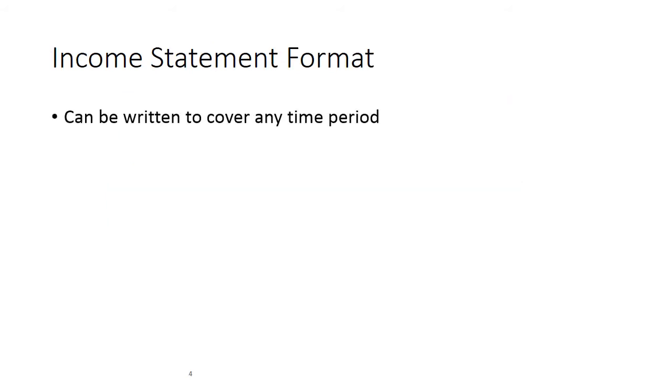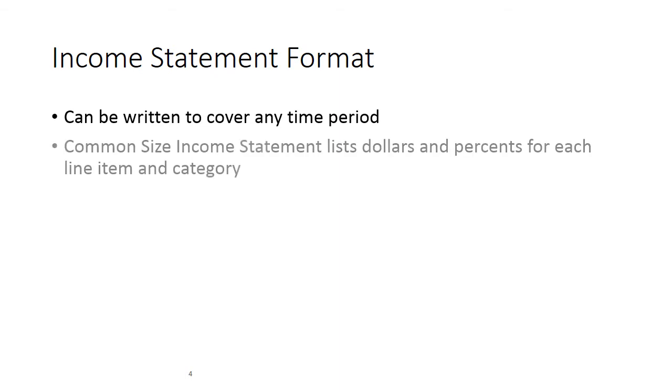Okay, so the income statement format we just talked about can be written to cover any time period. This one, of course, is for a year. It can be written weekly, monthly, quarterly, annually. I mean, you can have an income statement for multiple years if you wanted to, if it would do you any good. But it doesn't have to just be an annual document. It can be for any time period. Common size income statement, that's what we're going to be talking about here. That's what the example is on page 219.